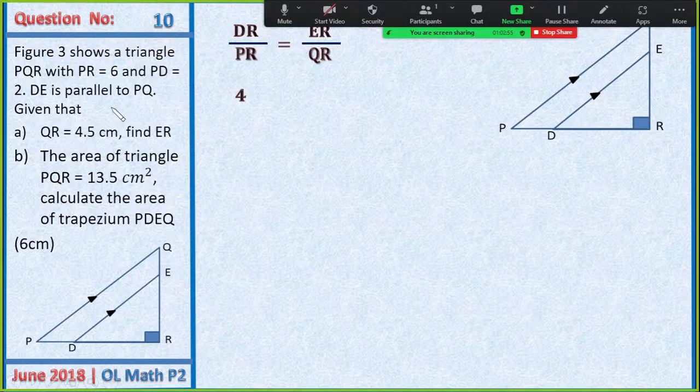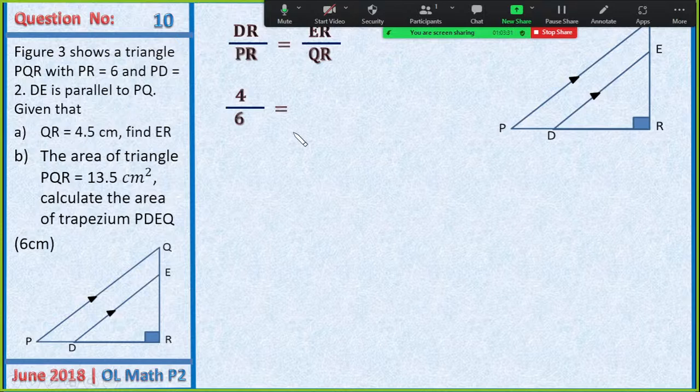Let's see what we have here. So we have PR is 6. So from P to R is 6. Then from D to R should be equal to 6 minus 2, because PD is 2. So 6 minus 2 should be 4 on 6. So we're working with respect to small triangle on big triangle. For this small triangle, DR is 4, whereas for the big triangle, the same dimension has been extended to 6.